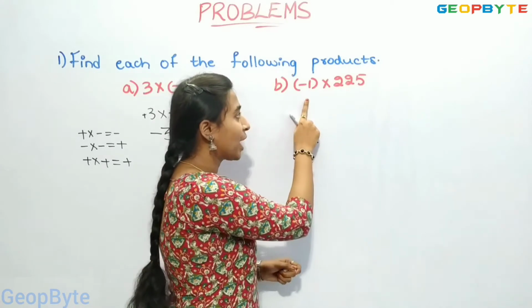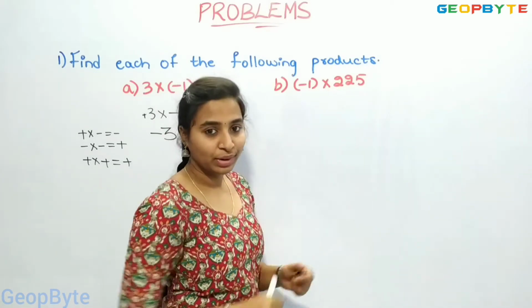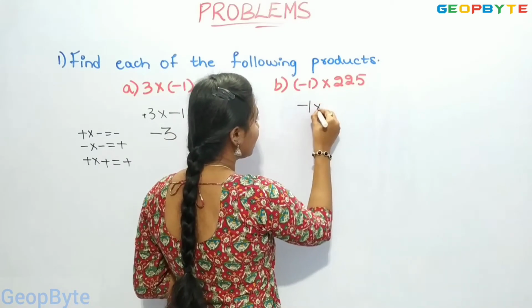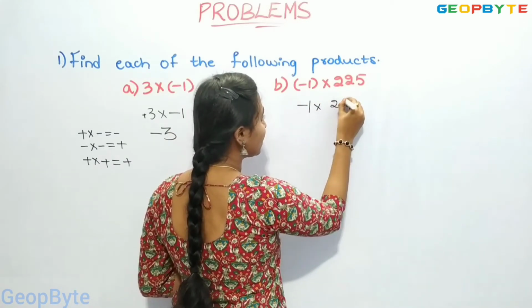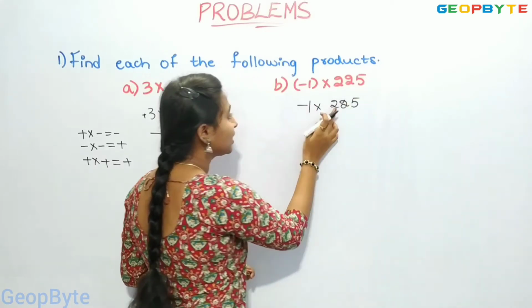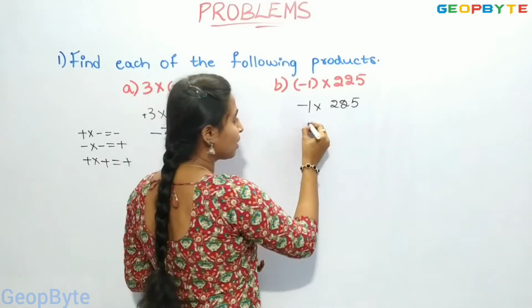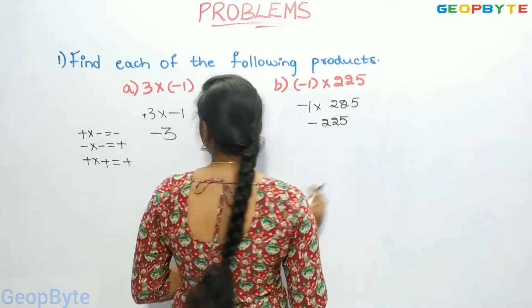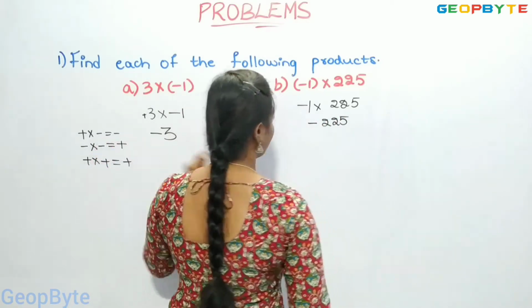Now, let us see B bit. We have minus 1 into 225. In this case, 225 is a positive integer. So, minus into plus is minus. 225 ones are 225. Same, this rule we have followed.